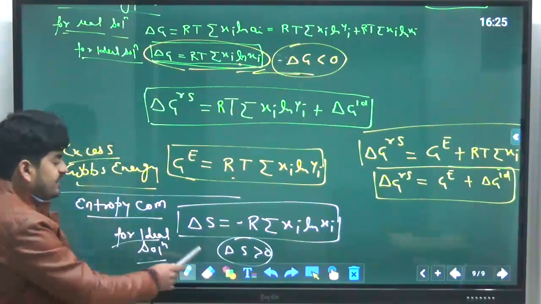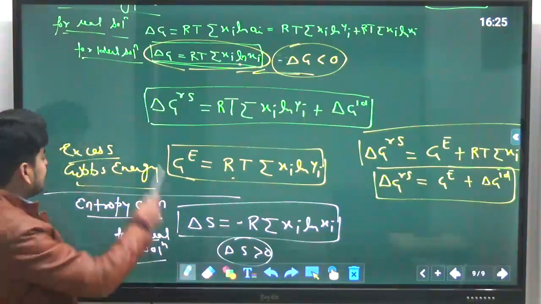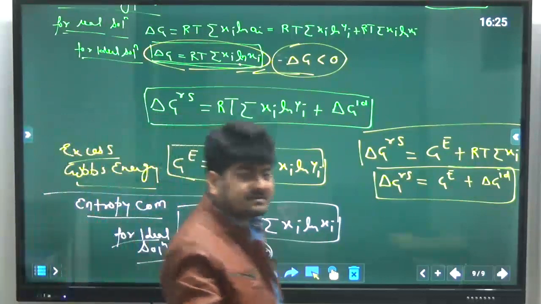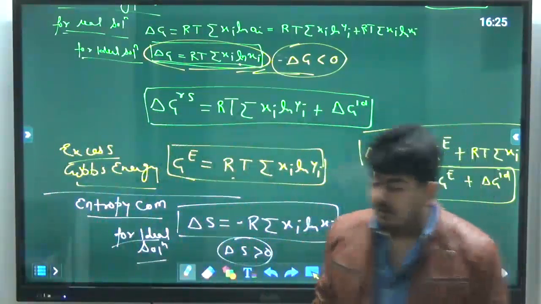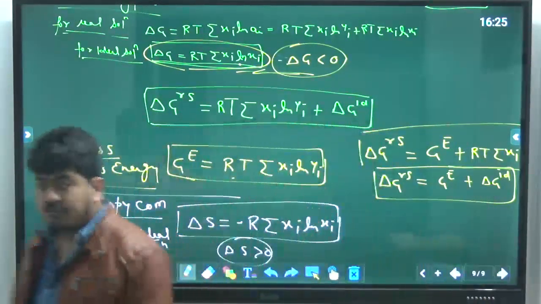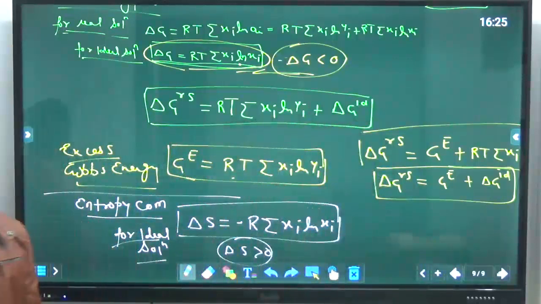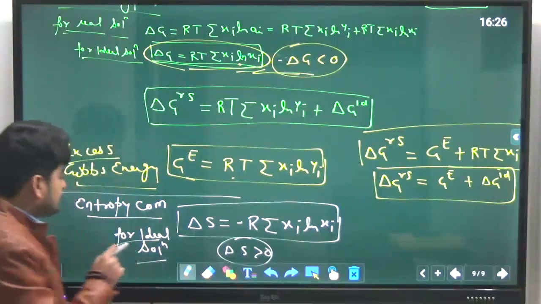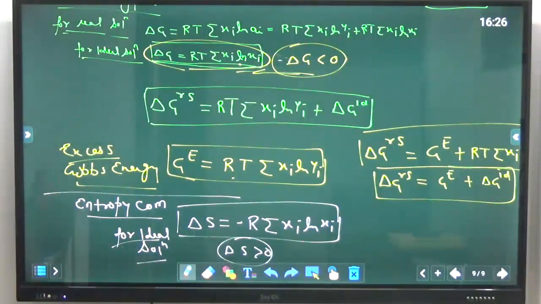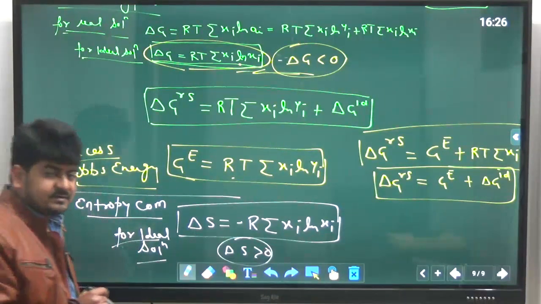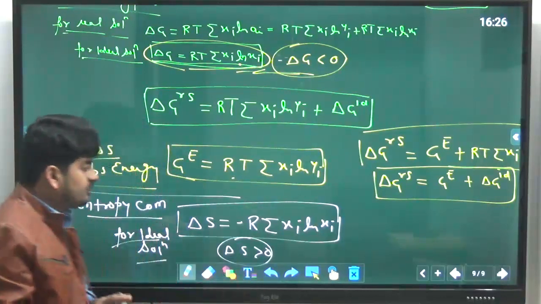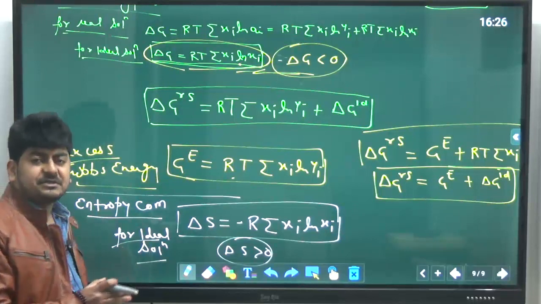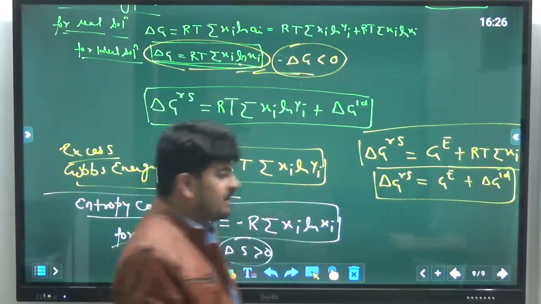It means that for an ideal solution, mixing has to be spontaneous, and if Gibbs energy is negative, it also means that in an ideal solution mixing is a spontaneous process. I hope all of you know that delta G is negative and delta S is positive. That means it is a spontaneous process. So for an ideal solution, mixing is always a spontaneous process. I hope that is clear to all of you.